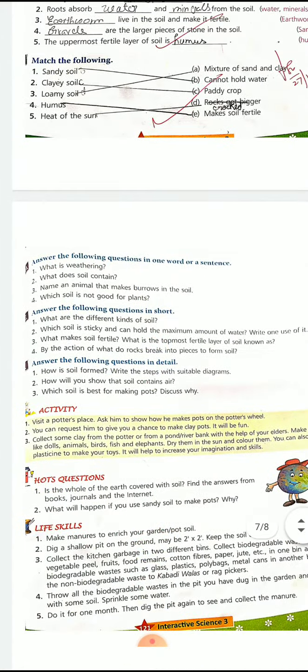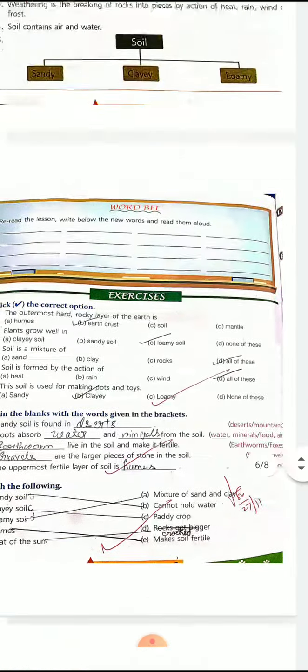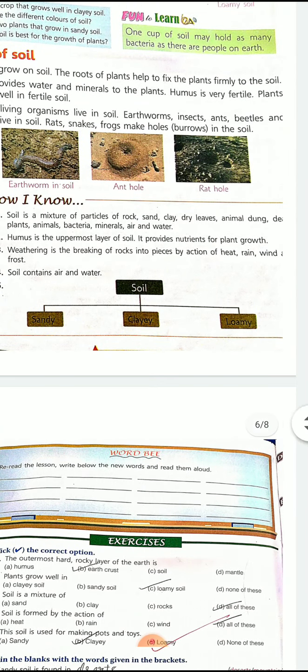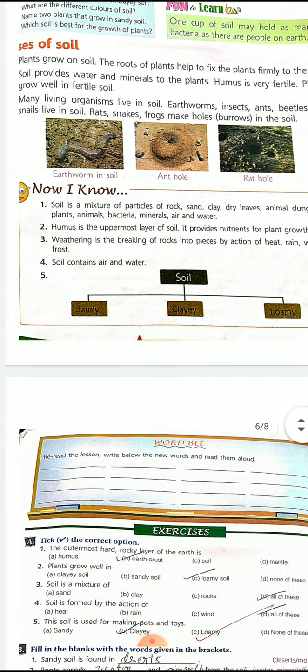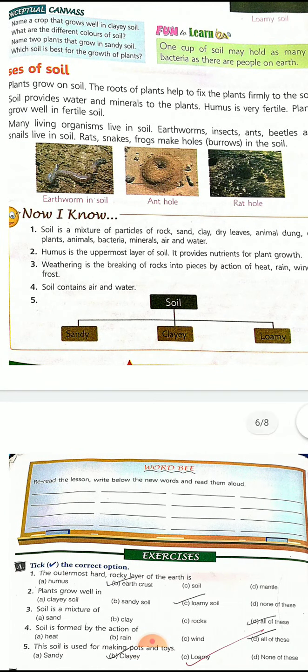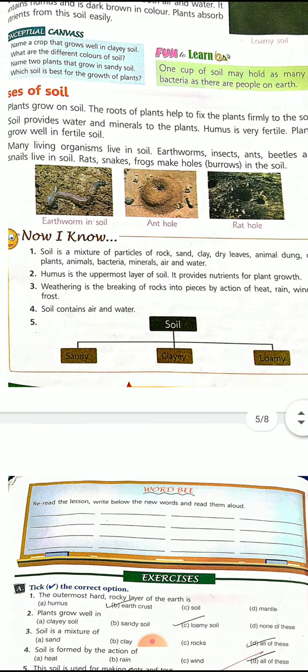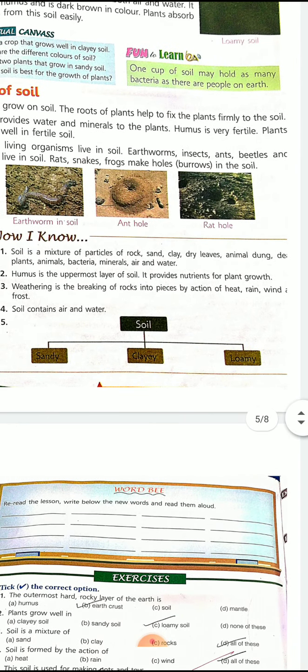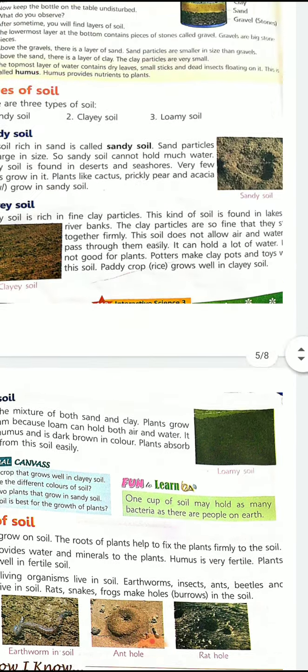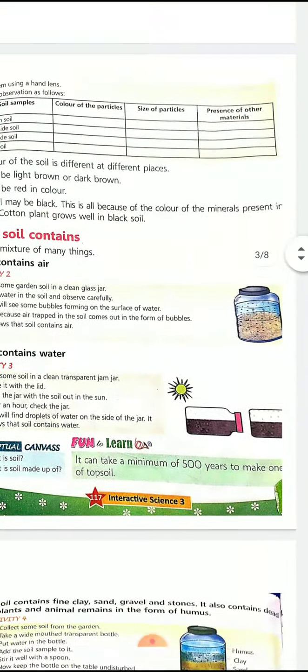Next question. What does soil contain? Simply, soil is a mixture of particles. On page 119, soil is a mixture of particles of rock, sand, clay, dry leaves, animal dung, dead plants, animals, bacteria, minerals, air, and water. So this is a direct, simple answer.